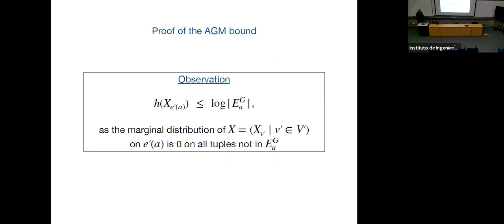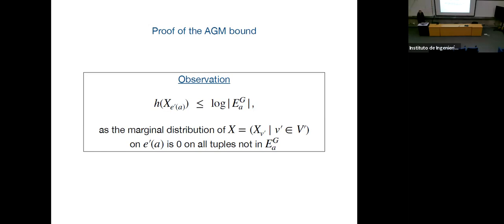So what's the other observation? The marginal distribution on each edge of this is 0 in every tuple that is not an edge. Why? Because if it is a homomorphism, it has to be an edge on each one of the edges of H, right? And what does it mean? Well, this preserves the properties of the original distribution over this, and hence it is bounded by log of this, because that's the maximal entropy one can get.